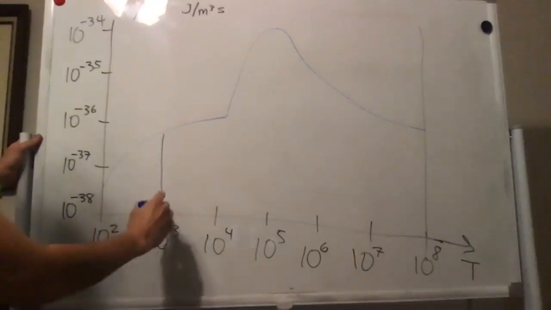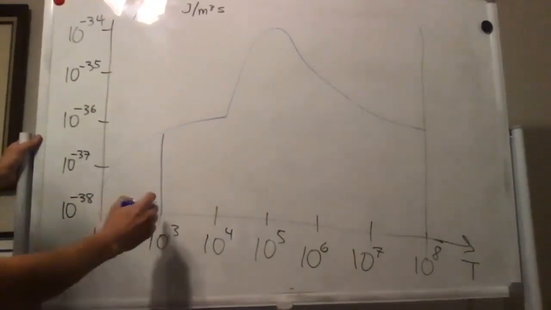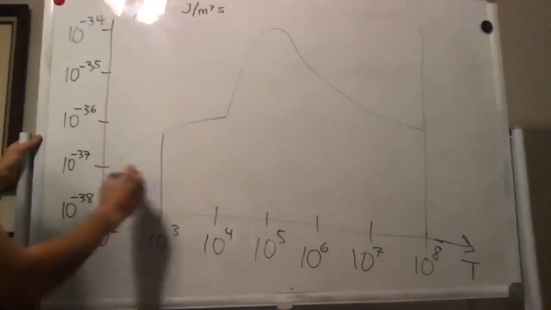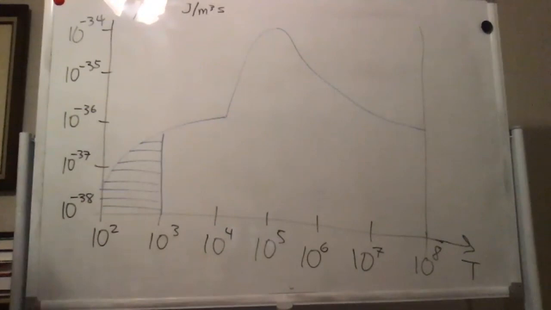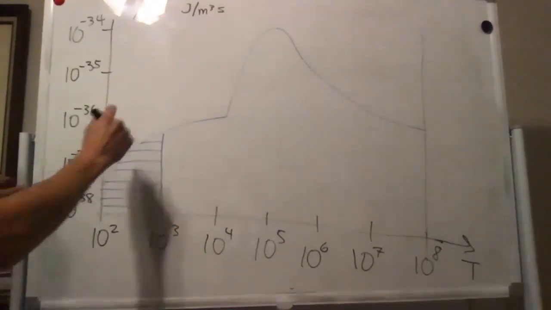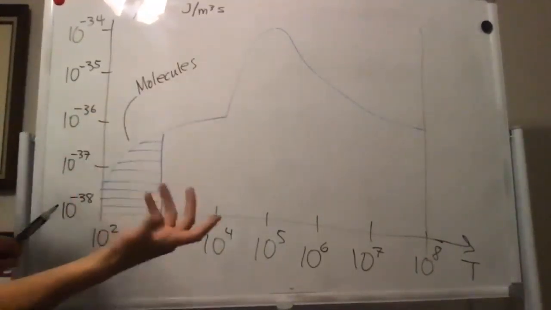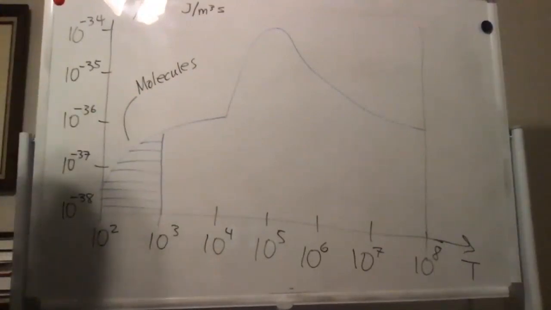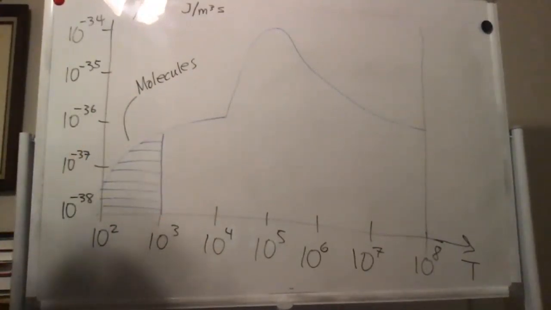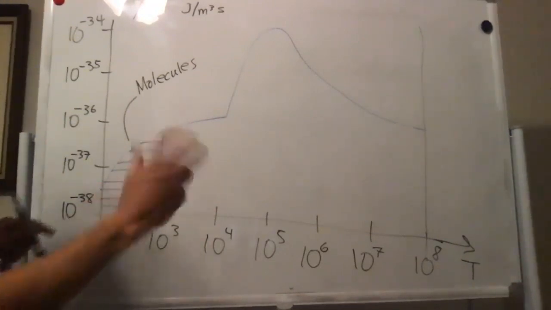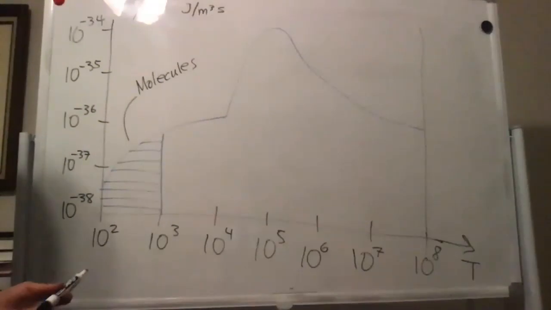So in this region over here, the most active cooling mechanism is going to be molecules. So the rotational energies of molecules, like oxygen, which one is a common one that rotates nice? I guess water is one, carbon dioxide, so they can absorb.